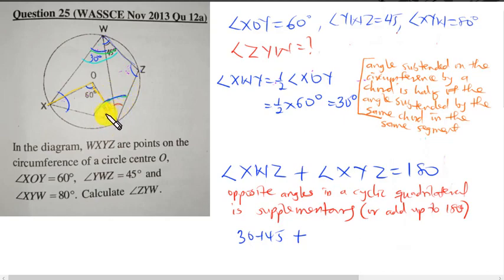Angle XYZ, I don't know angle XYZ here, but angle XYZ is 80 degrees plus the small angle here I want to find, and that is angle ZYW.